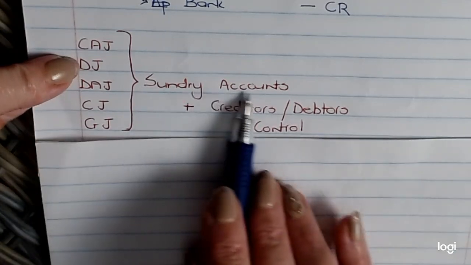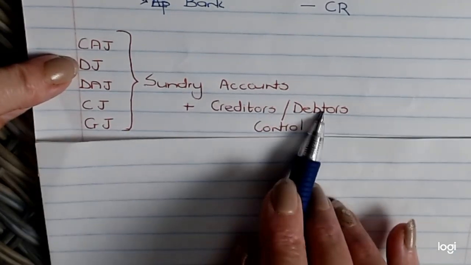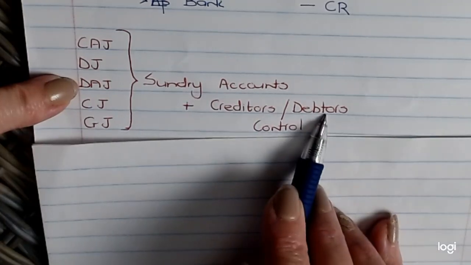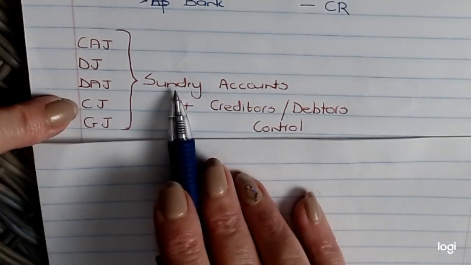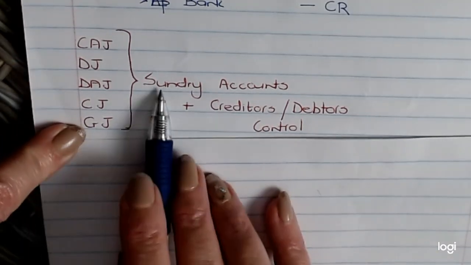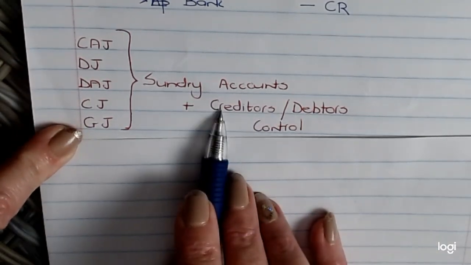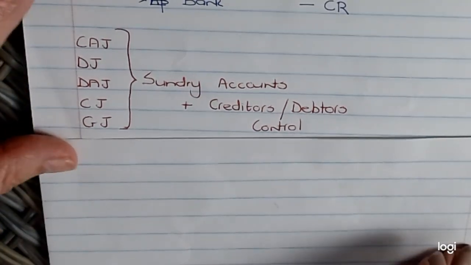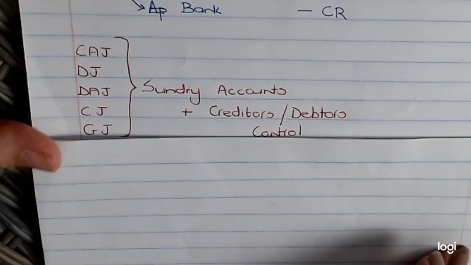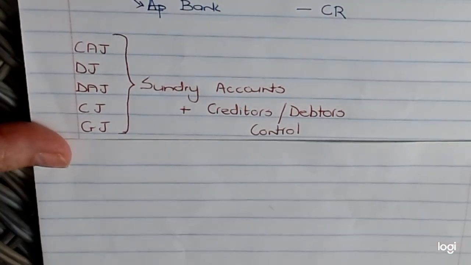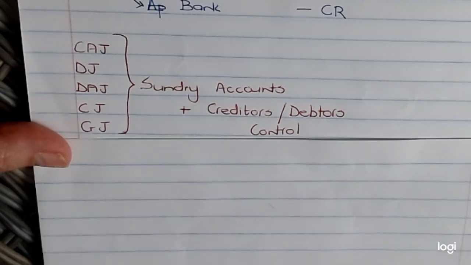DJ, sundry accounts and the debtors control. DAJ, sundry accounts and debtors control. CJ, sundry accounts and creditors control. GJ, sundry accounts and either creditors or debtors control. So this is what you need to be on the lookout for when we start doing the reconciliation activities. You will see how it's applied in the next video.